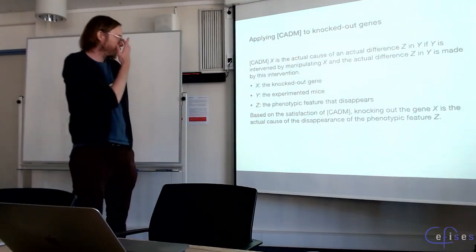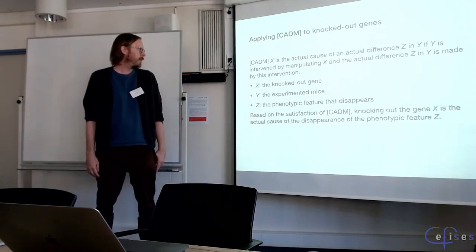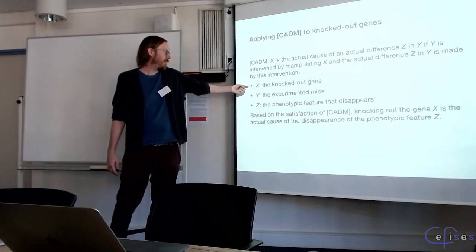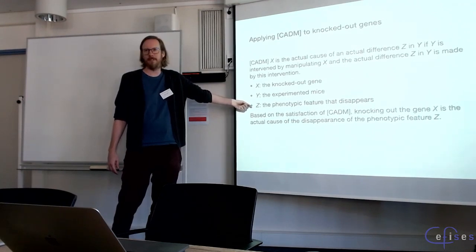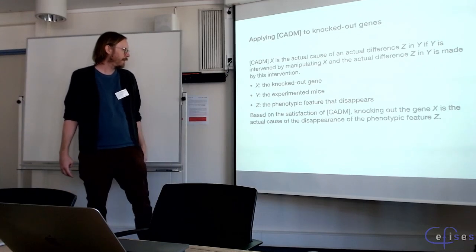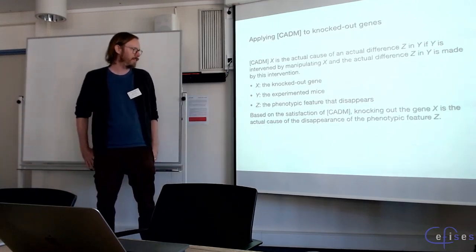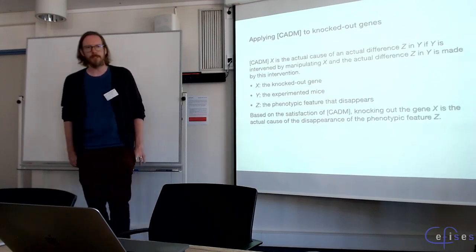And we can also apply CADM to knocked out genes. So in this case, the knocked out gene is the actual cause of the difference, the phenotypic feature that disappears when you knock it out. And then the experimented mice plug in for Y. And based on the satisfaction of CADM, we can say that knocking out the gene X is the actual cause of the disappearance of the phenotypic feature.